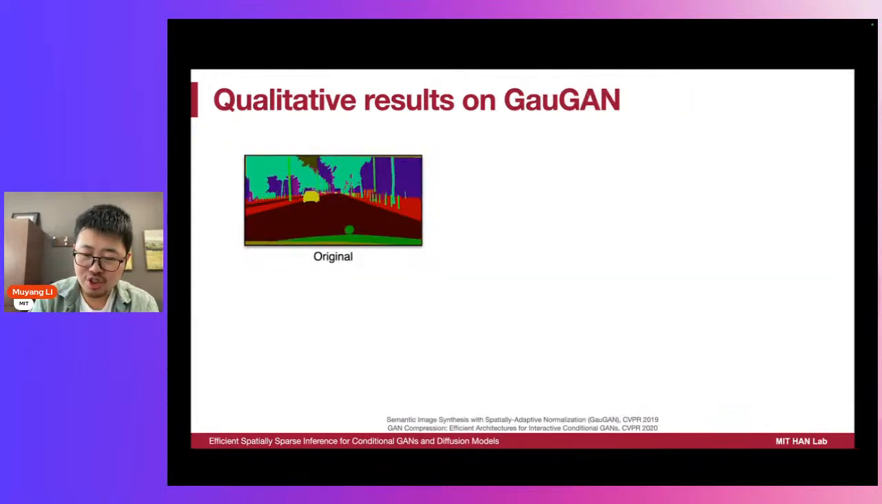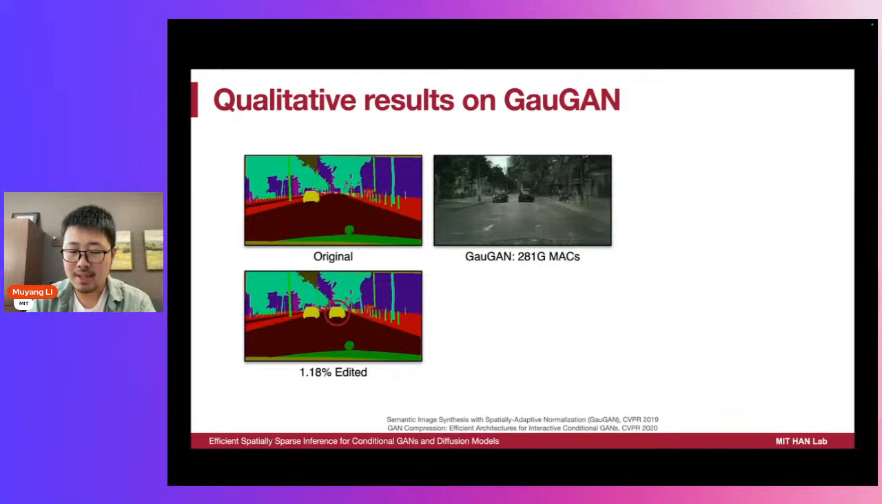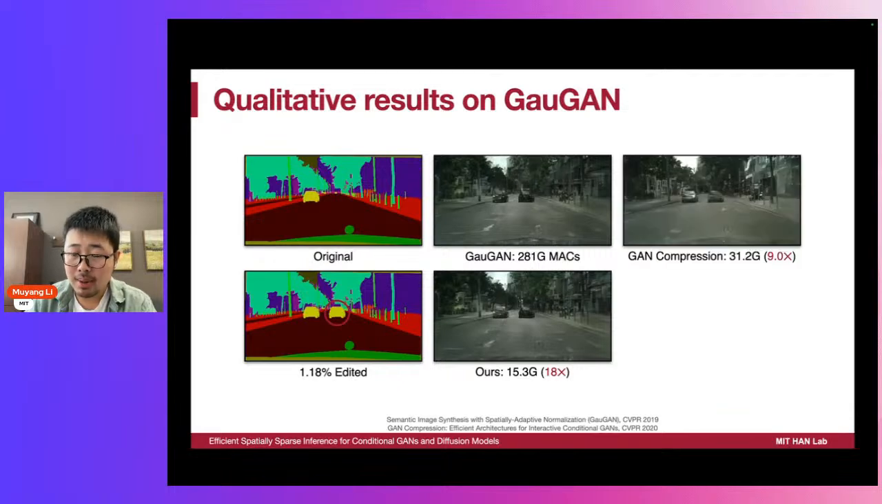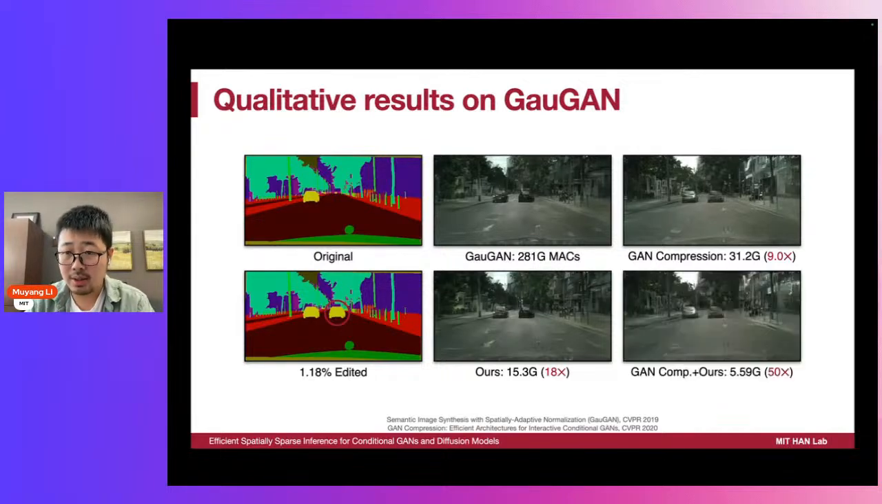In addition to diffusion models, our method can also work for other generative models like GAN. So it can also work with current efforts on few-step diffusion models. For example, it reduces computation by 18 times for GAN. And it is also complementary with model compression methods like GAN Compression, which we mentioned before. And when combined together, it reduces the computation by 50 times.